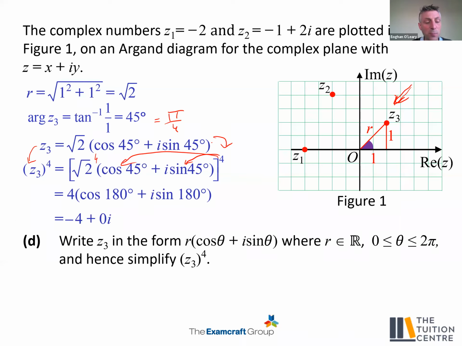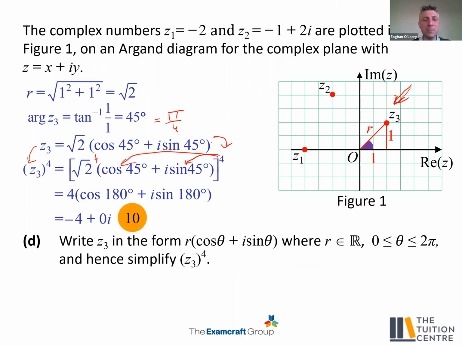The cos of 180 is equal to minus 1. So 4 times minus 1 is minus 4. The sine of 180 is equal to 0. 4 times 0 is 0. So you get minus 4 plus 0i. And that, of course, is my final answer. And that was worth 10 marks as well.